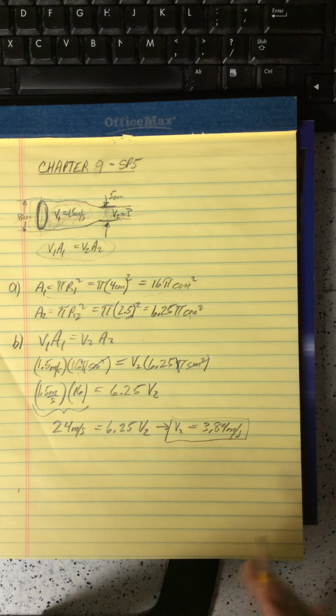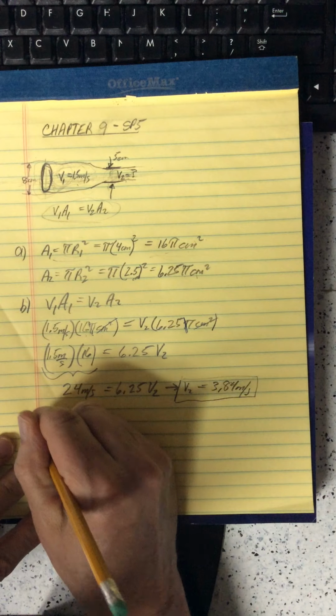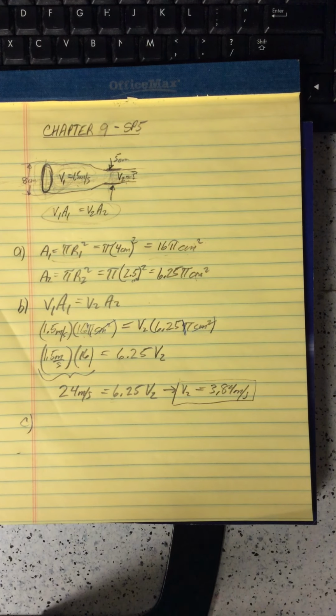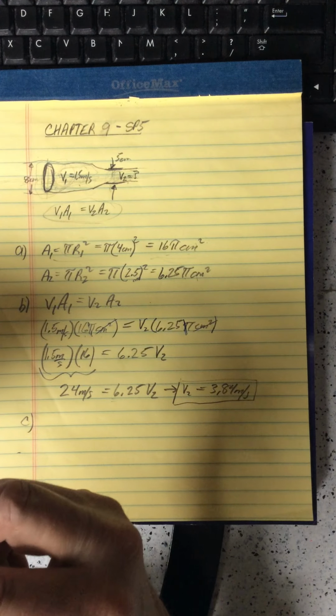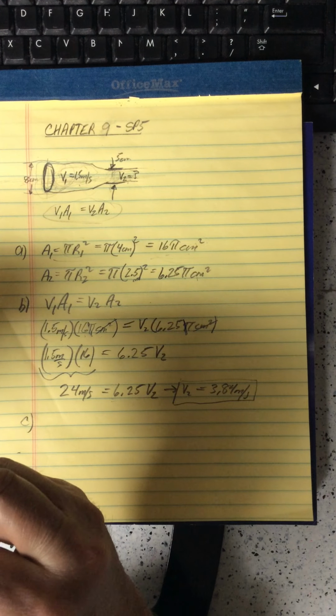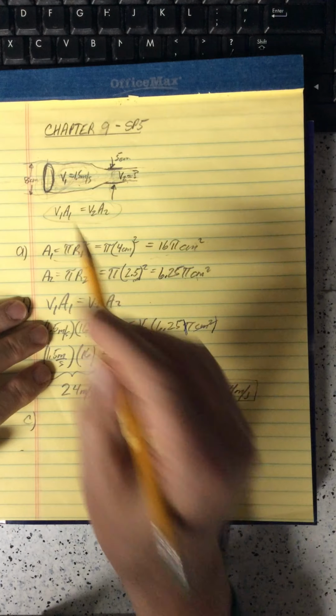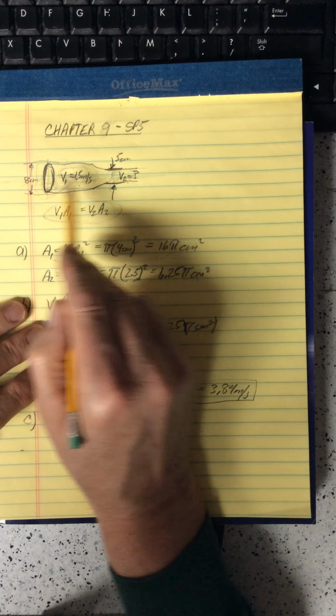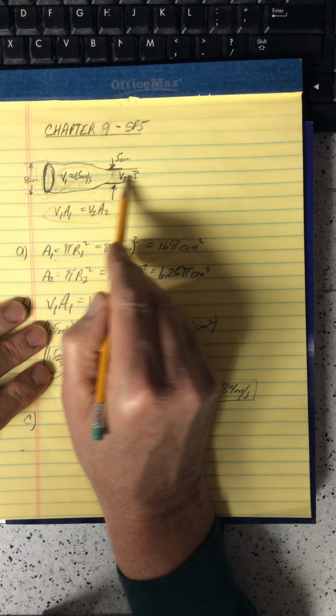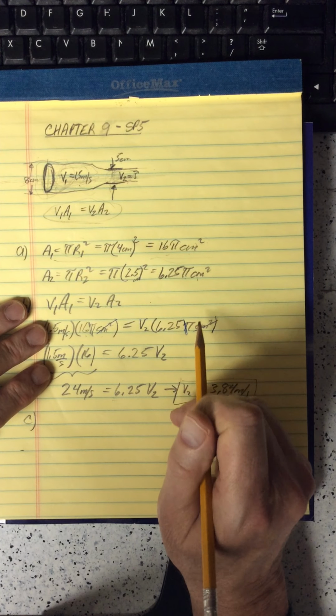So that brings us to C. Running out of room, so hopefully it's not too bad. Is the pressure in the narrow portion of the pipe greater than, less than, or equal to the pressure in the wide portion? Okay, so it turns out the logic we're going to use comes from Bernoulli's principle. And the logic we're going to use is the greater the speed, the larger the pressure.